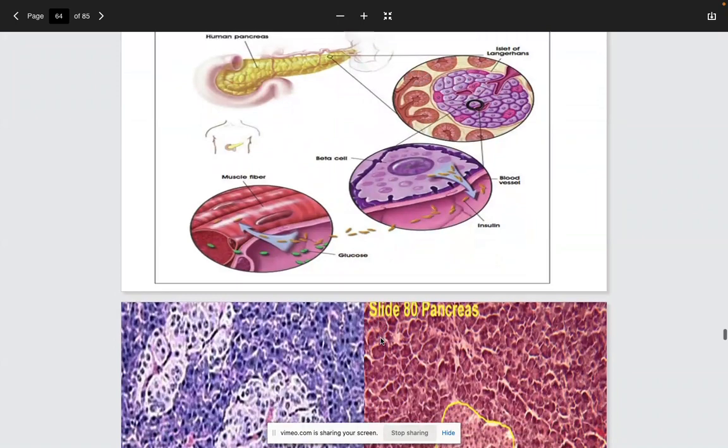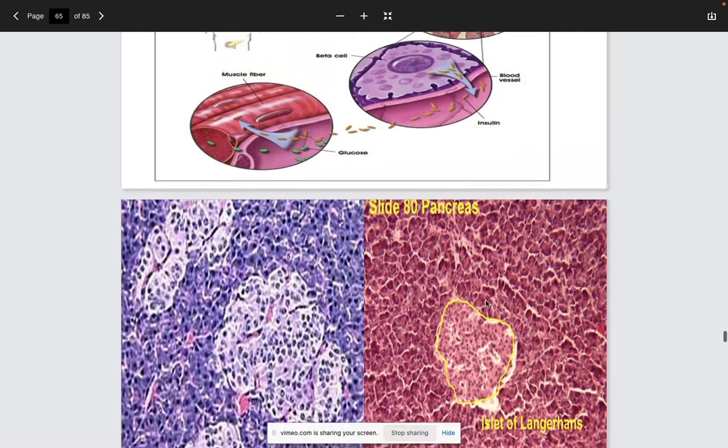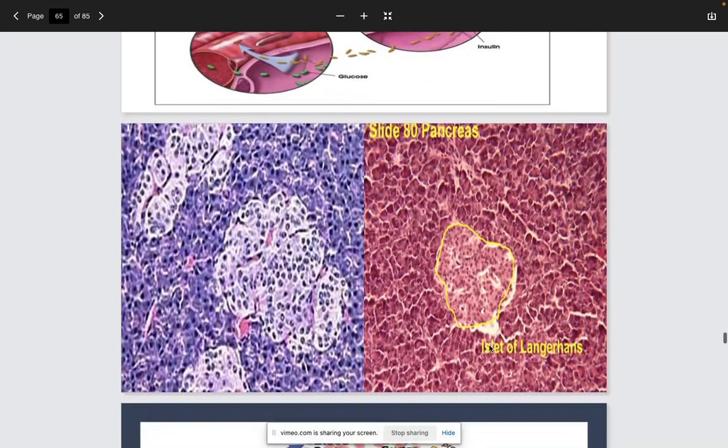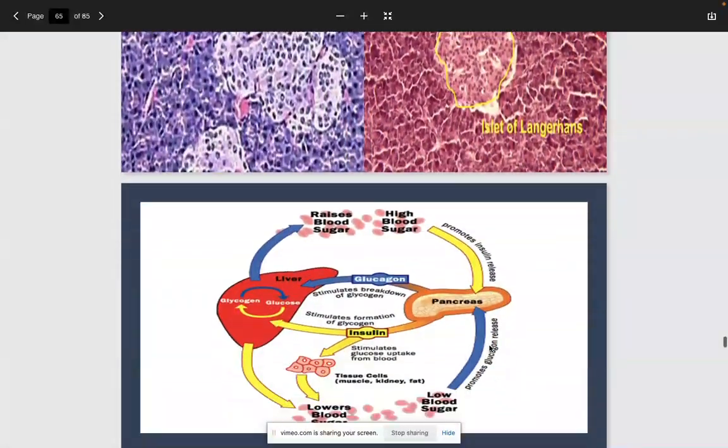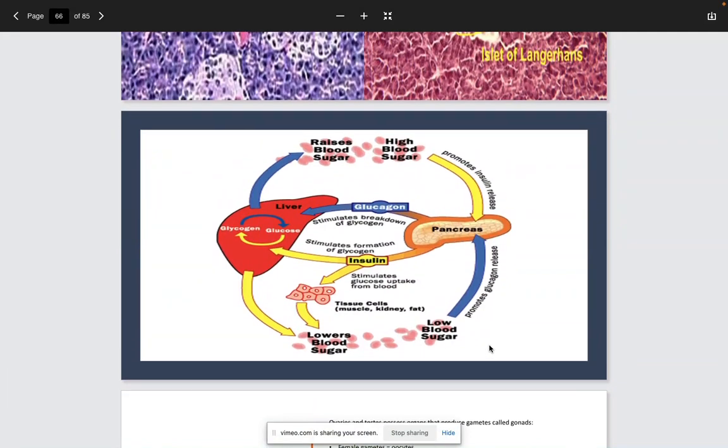Absolutely. Here's another kind of picture depicting the islets of Langerhans, just letting you know that these beta cells have a more central location, and the alpha cells are going to have a more peripheral location. Down here is another picture that kind of displays the complexities of the pancreas and liver, how they work together. We can go through this.